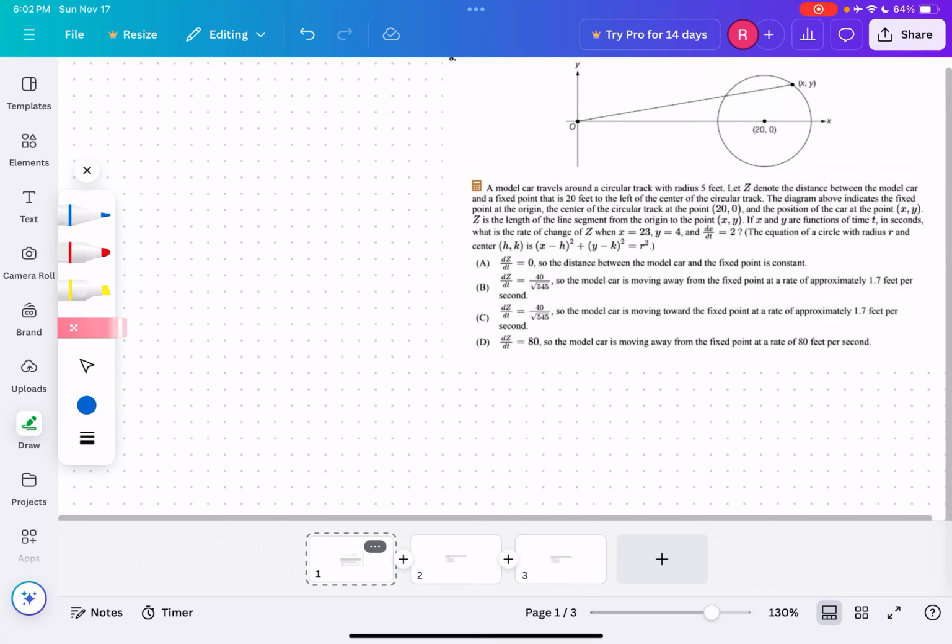Hey everyone, today we're going to be solving 3 questions from topic lessons 4.4 and 4.5 from Calculus AB, and the lesson title is called Related Rates.